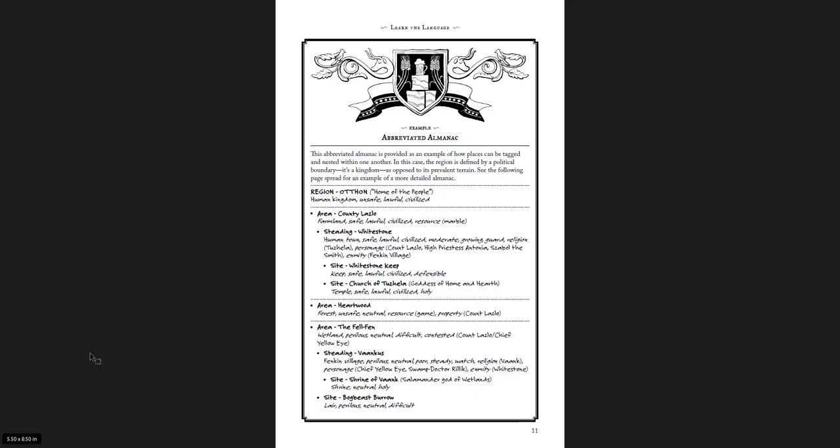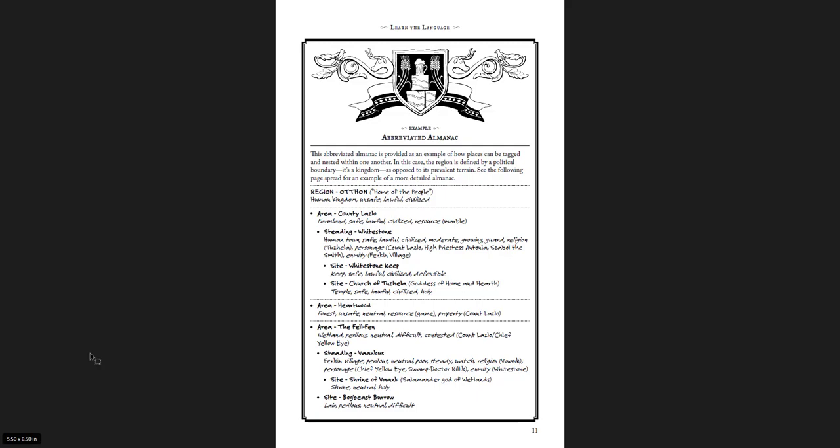Here's an example of an abbreviated almanac, right? At a glance, you have given somebody else your entire region, but with enough blank for them to fill in themselves. But they have enough there to get going. So here's the region of Athon, or Aton, I don't know how to say that. It's the home of the people.